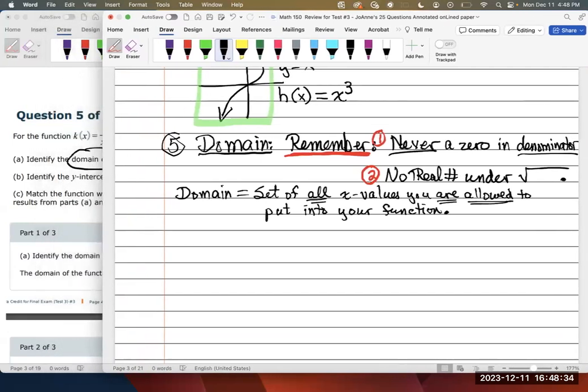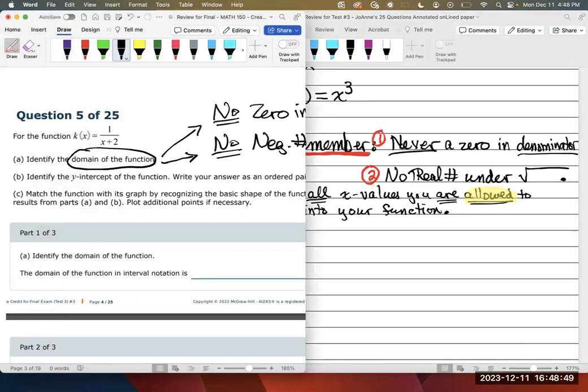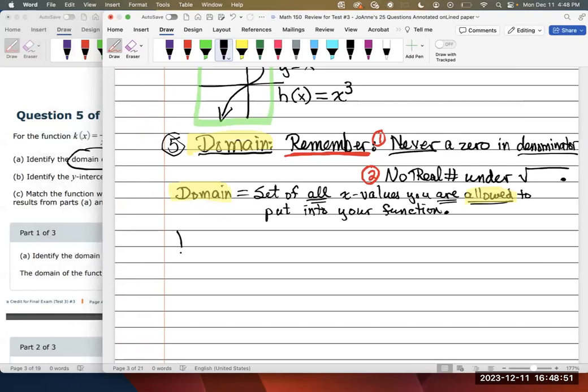All right, whenever you get a question about the domain, remember that the domain is the set of all numbers that are allowed into your function. Which values are you allowed to use? We have k of x equals 1 over x plus 2. So given the function k of x is the same thing, 1 over x plus 2, we are allowed to put every number into our function called k such that it will spit out a real number.